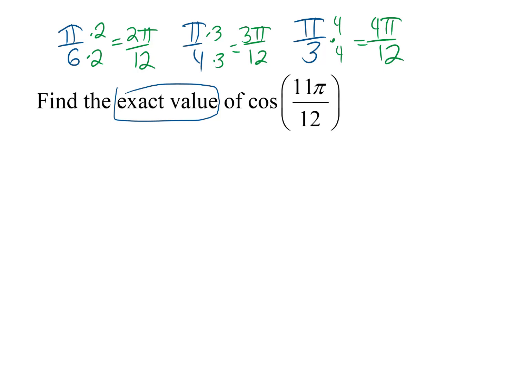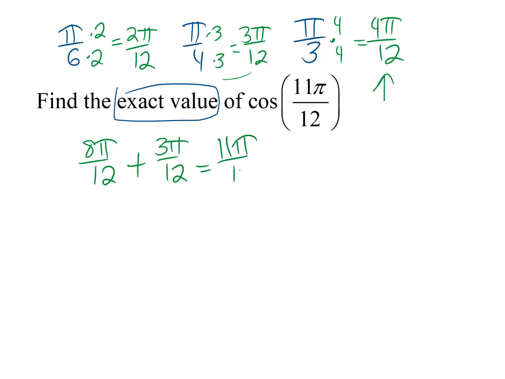subtract them, either one. So as I'm looking at this, if I took 2 of the pi thirds, 2 pi thirds would be the same as 8 pi twelfths, and I added that to a pi fourth, which is 3 pi twelfths, that would be 11 pi twelfths. So that's a way I can get at my 11 pi twelfths, by adding 2 together.